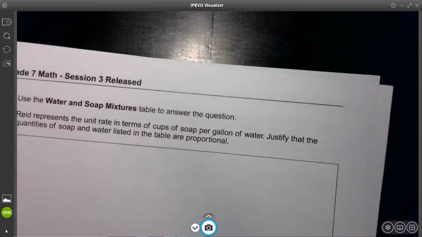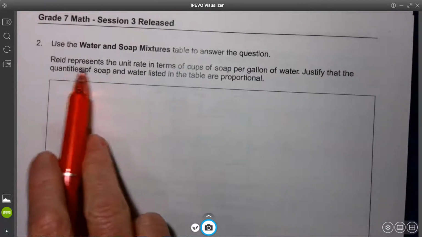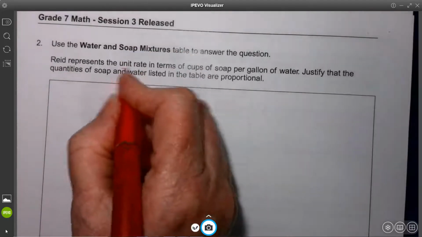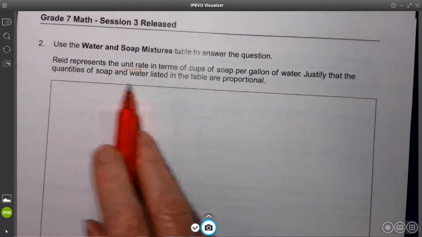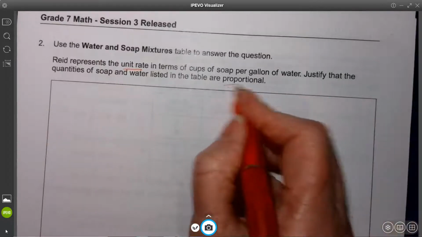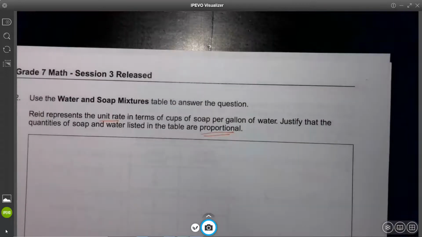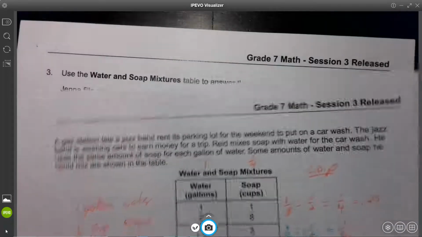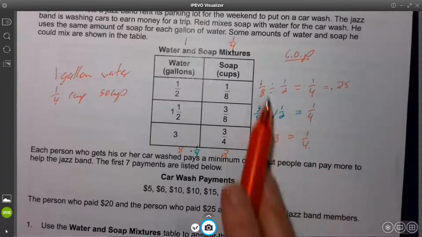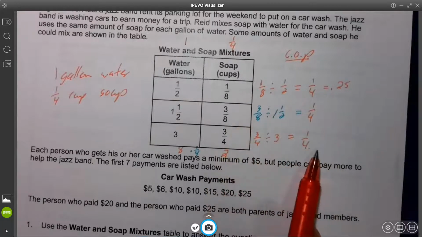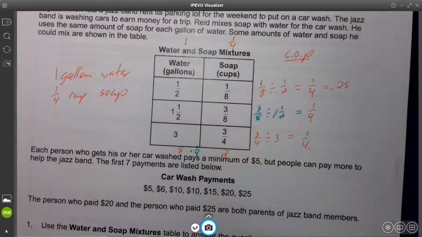Now this page at first kind of scared me. It's like, oh my gosh, what am I supposed to do with all this? And what it says is Reed represents a unit rate in terms of cups of soap per gallon of water. Justify that the quantity of soap and water listed in the table are proportional. Remember what we do here? We have to show that this is proportional. Guess what? We've already done the work. We just have to write this out. Okay, so we're going to show our work and show that they all come out to be 1/4. So take all this, pause it, go to the other side, and do that.